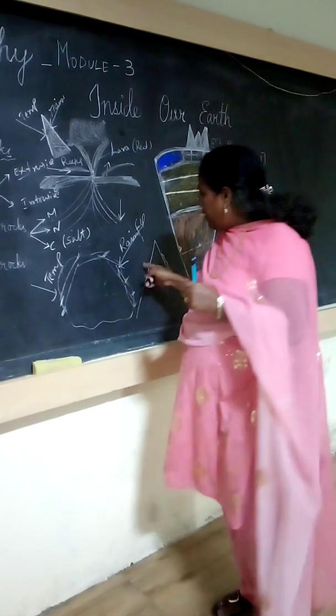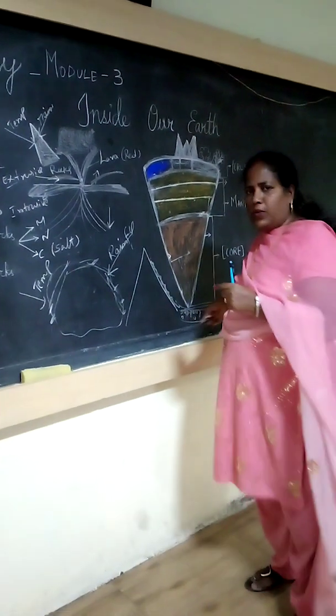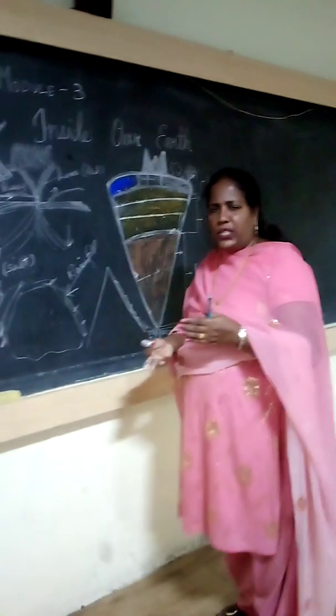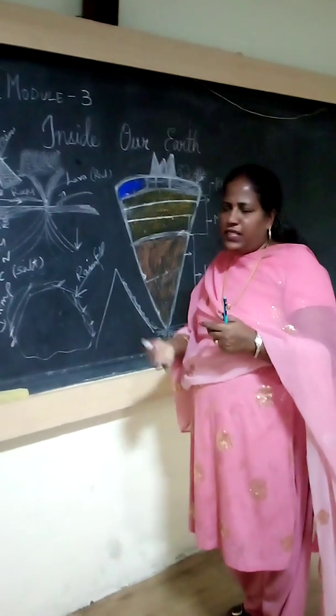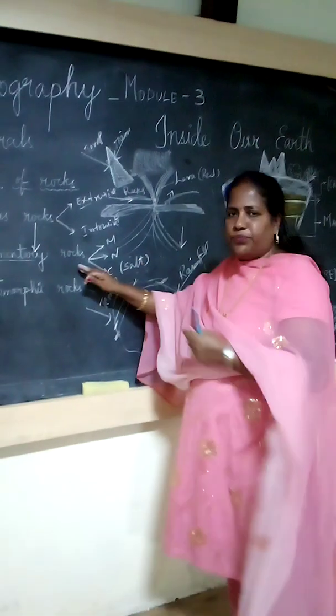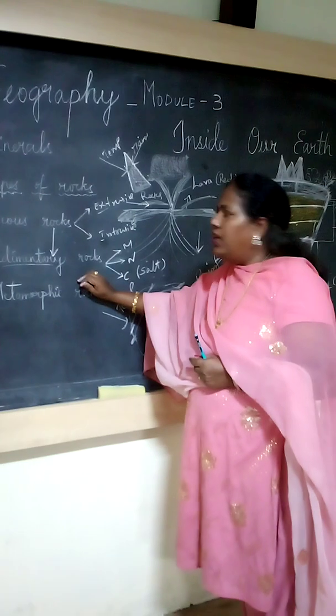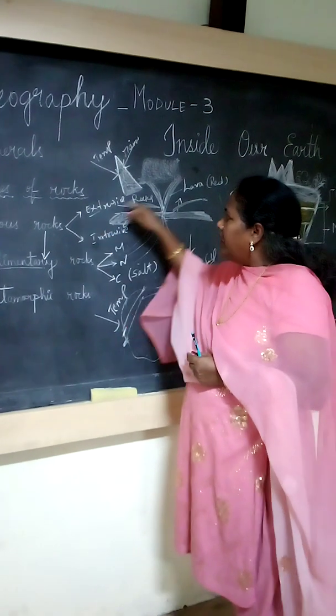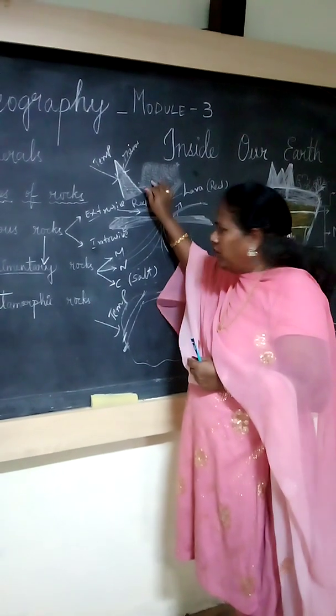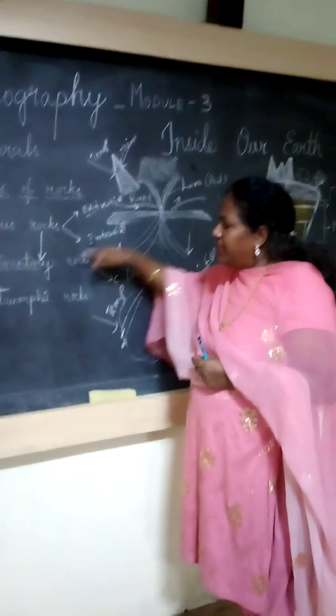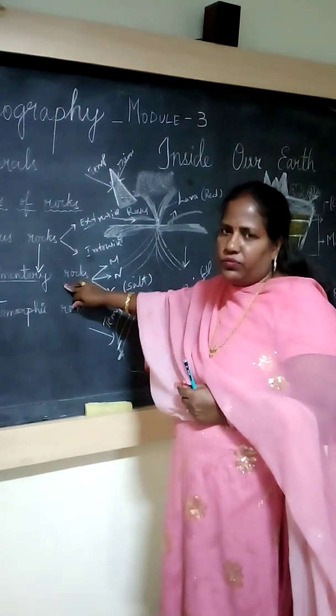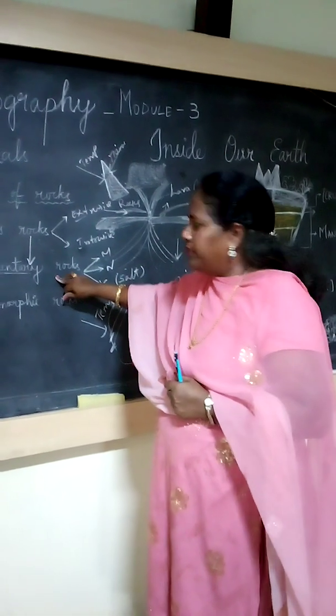Next, it is carried by the rivers and deposited under the ocean, otherwise the river bed. Sedimentary rocks we can see in the river bed or the ocean bed. Igneous rocks we see on the surface like a mountain or plateau, or inside. But sedimentary rocks we can see in the river bed, otherwise the ocean.